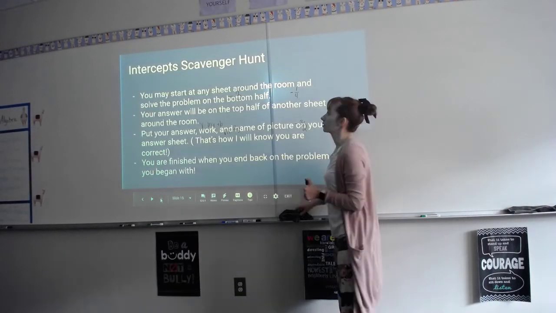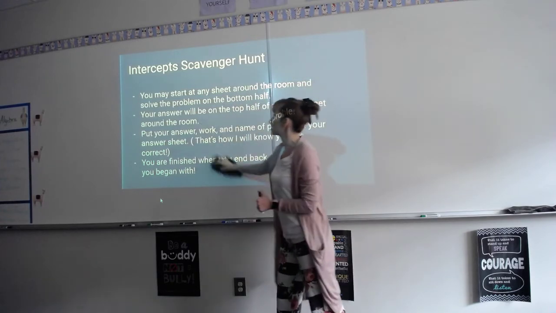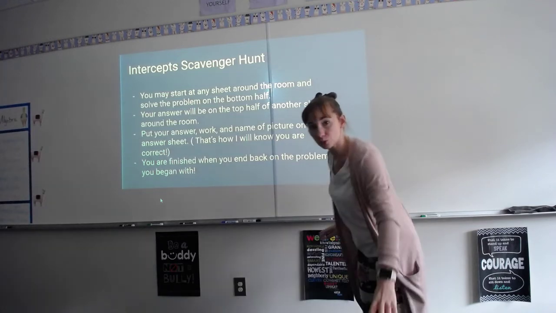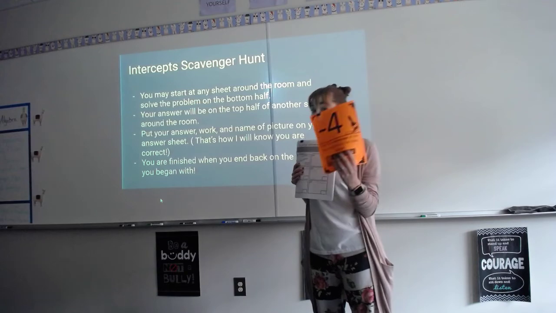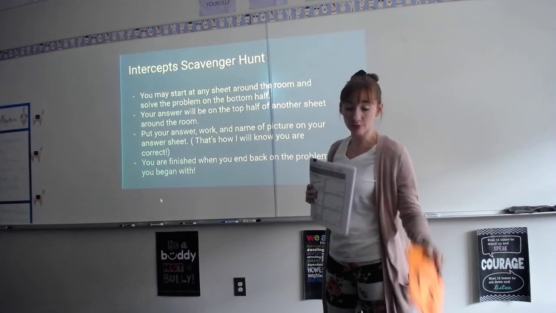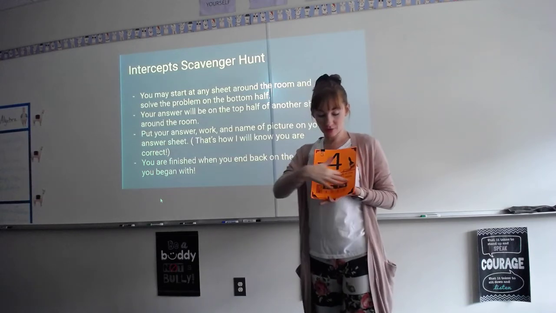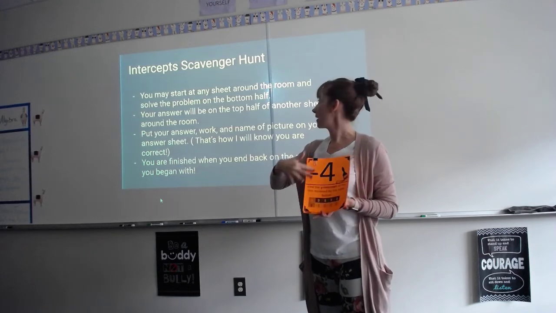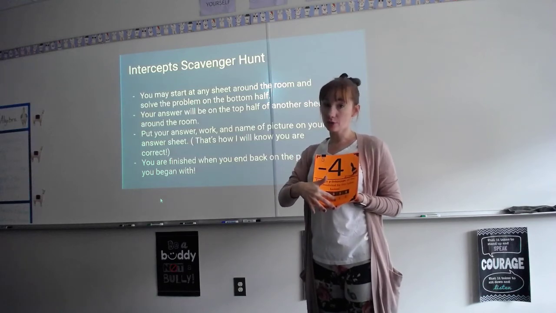All right. So now you are going to be doing an intercept scavenger hunt with the bright orange papers that are taped around the room. Your substitute teacher will give you a copy of the scavenger hunt answer sheet. You are going to be looking at the orange papers. You may start at any of the sheets around the room and solve the problem on the bottom half of the paper. You're going to find your answer on the top half of another sheet around the room. So you're going to solve it on the bottom, and you're going to find another card with your answer on the top half.